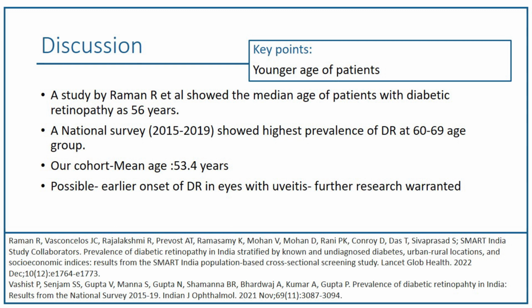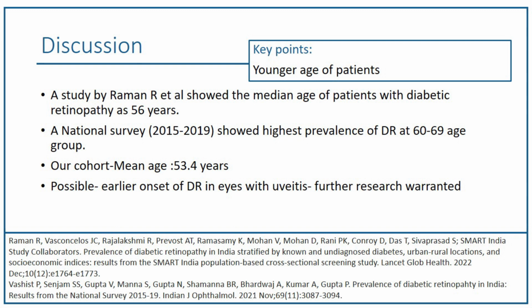Coming to our discussion, let us go ahead and discuss the points that we noted in each of our tables. So first and foremost, we noted that there was a younger cohort of patients in our cohort as compared to that which is normally seen, that is, patients with diabetic retinopathy in the general population.